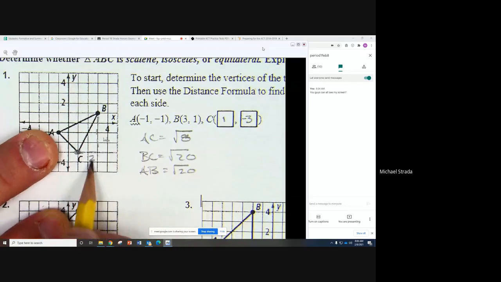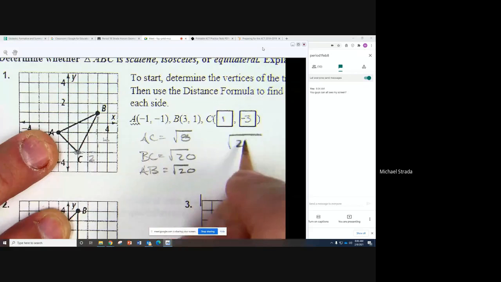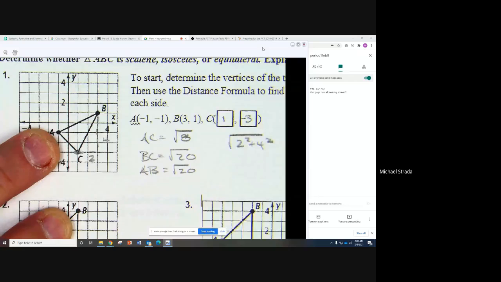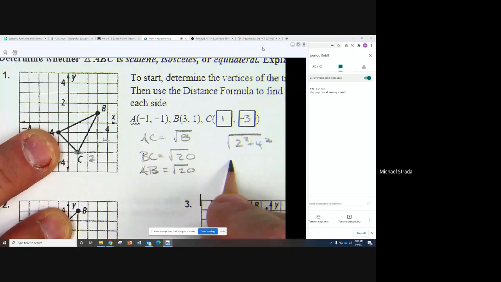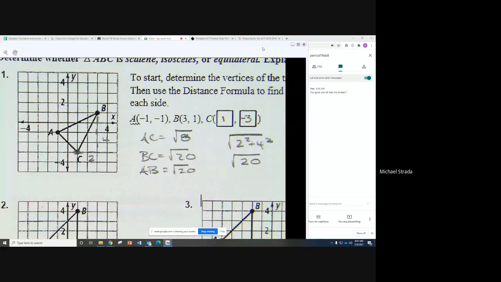So it's the square root of 2 squared plus 4 squared. 2 squared is 4, 4 squared is 16. That's the square root of 20. So how you do it is up to you. If you want to use distance formula or Pythagorean theorem, it doesn't matter to me. You're doing the same thing. Whatever you find is best for you.